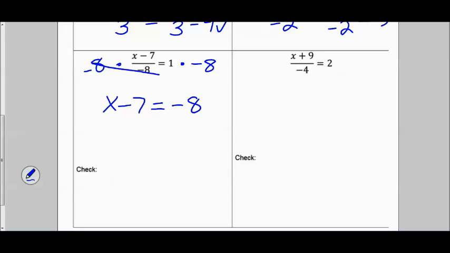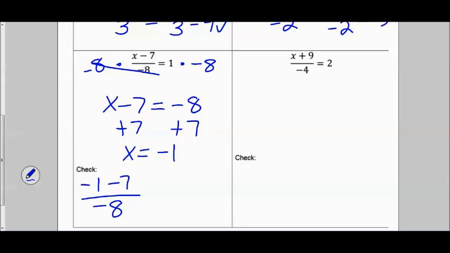Now we have a one-step equation, and we're going to use opposite operations to get rid of our minus 7. So the opposite of subtracting 7 is adding 7, so we're going to do that to both sides, and we get x is equal to negative 1. We definitely want to check our answer, so we're going to plug it back into our equation, and we're going to have negative 1 minus 7 divided by negative 8. Well, negative 1 minus 7 is negative 8. So we have negative 8 divided by negative 8, and that's going to give me positive 1. Exactly what I was hoping for.